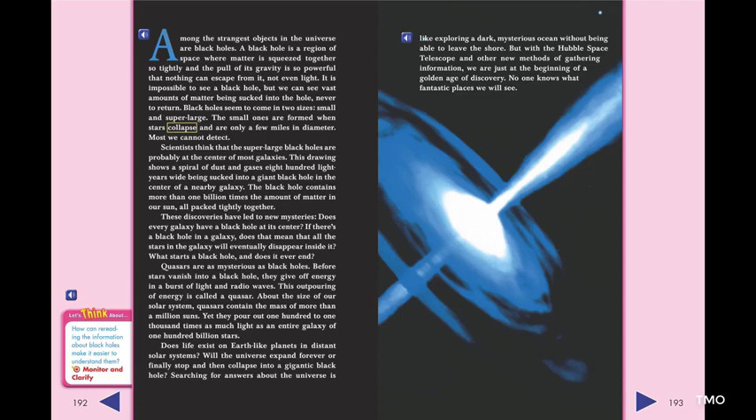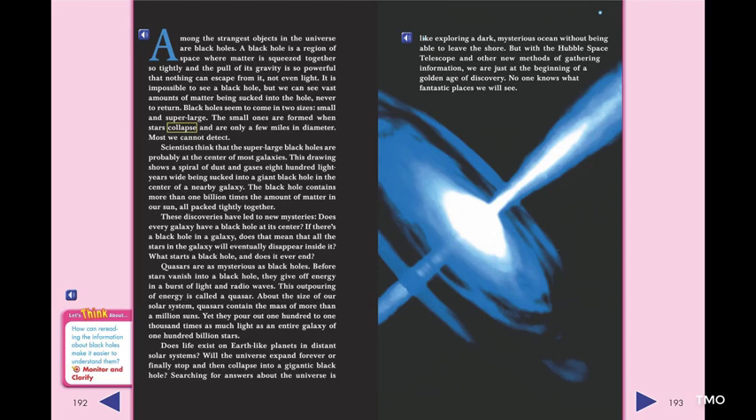Quasars are as mysterious as black holes. Before stars vanish into a black hole, they give off energy in a burst of light and radio waves. This outpouring of energy is called a quasar. About the size of our solar system, quasars contain the mass of more than 1 million suns, yet they pour out 100 to 1,000 times as much light as an entire galaxy of 100 billion stars.